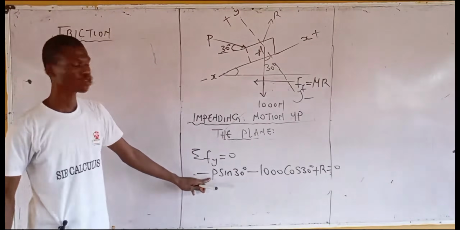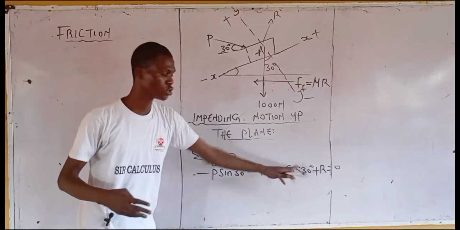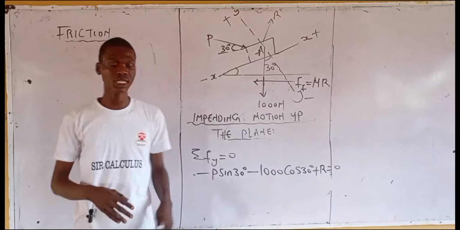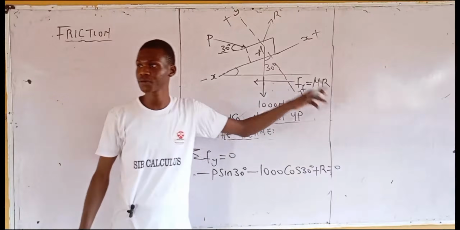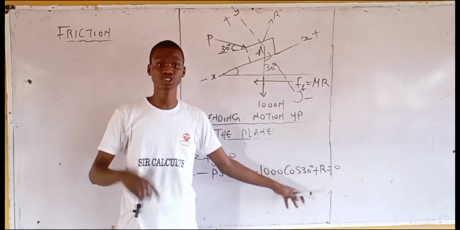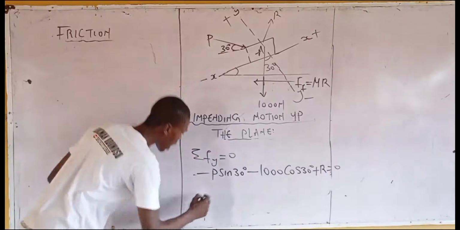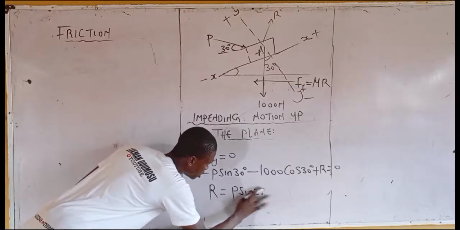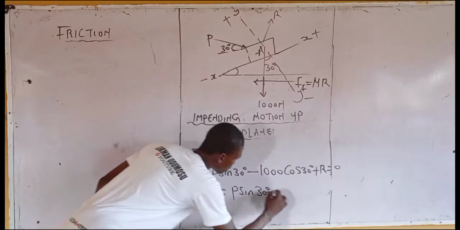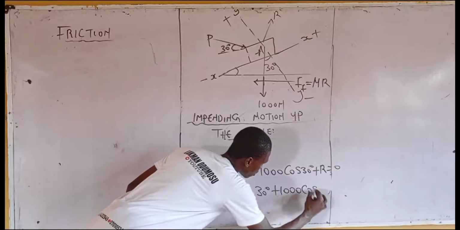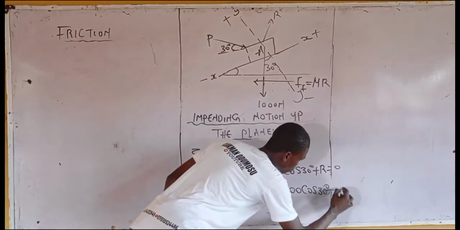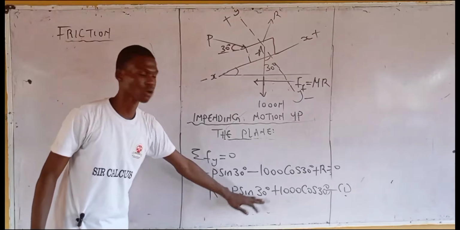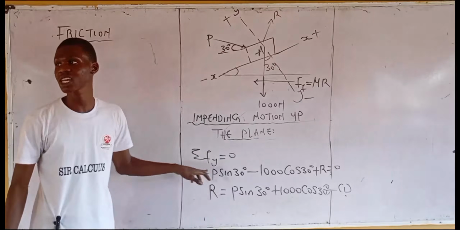From here, I'm having two unknowns. I want to get the value of these two unknowns, but I have to express one in terms of the other. So in this case, let's express P in terms of R. That is, make R the subject of the formula. Then it becomes R equals P sin 30 degree plus 1000 cos 30 degree. Call this equation 1, the expression from resolving for vertical forces.